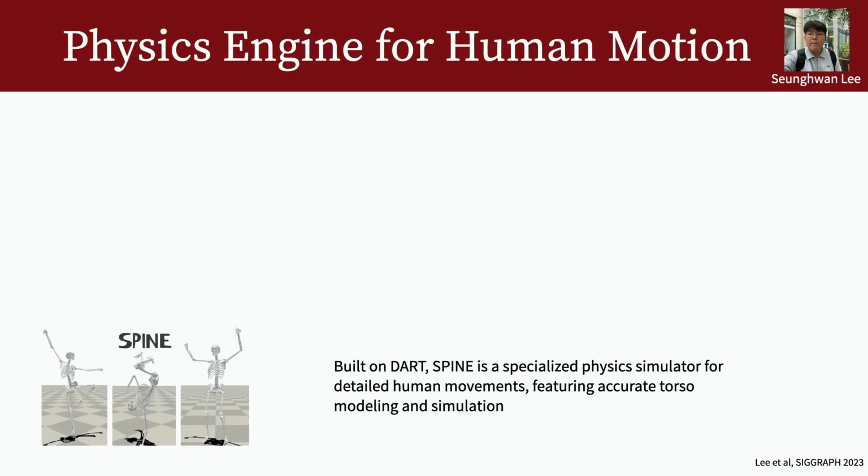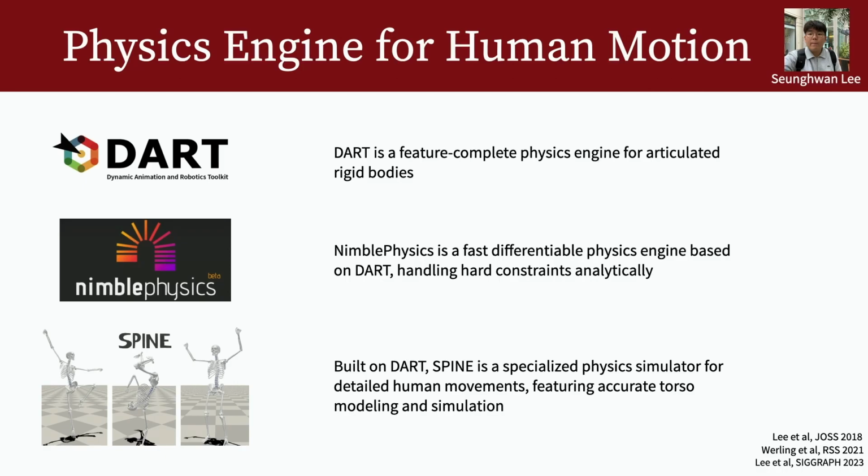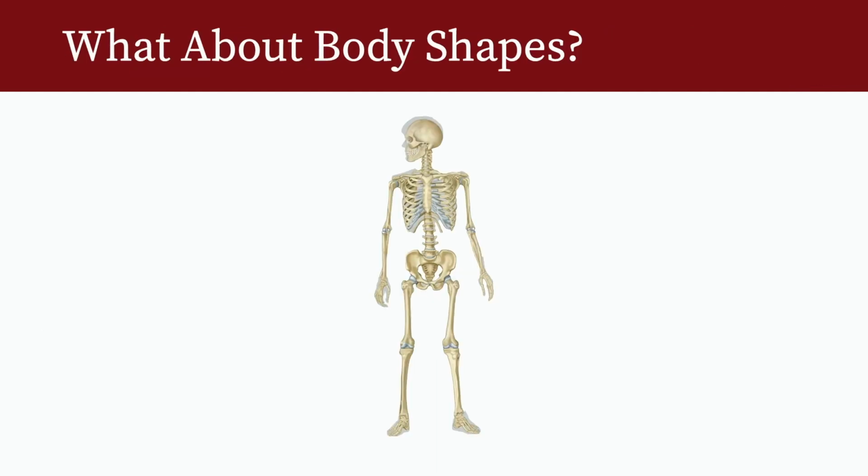We call this detailed human skeleton simulator spine, and it is built on an existing physics engine, also created in my lab. DART is a generic articulated rigid body simulator, and Nimble Physics is a differentiable version of DART.